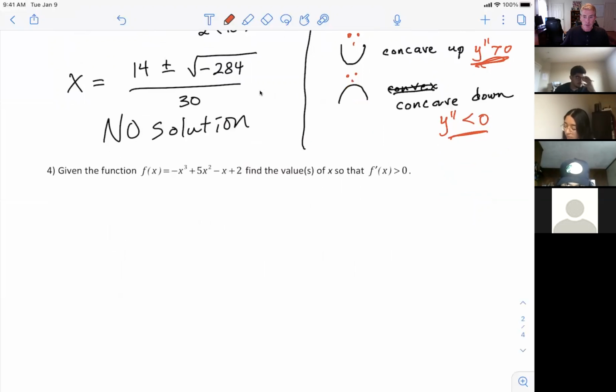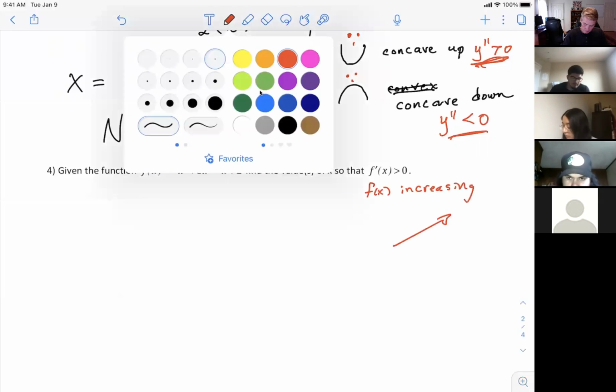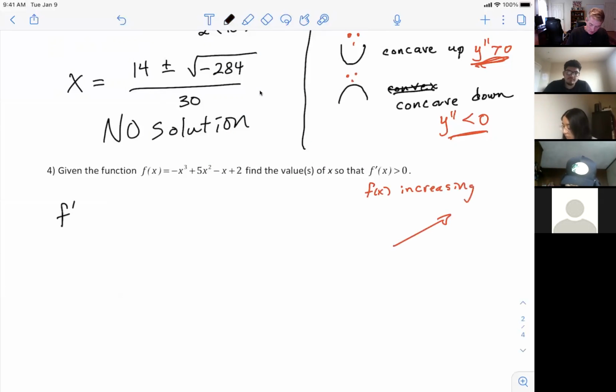Okay, so for number 4, where is the derivative positive? So that means that f of x is going up. And going up is the way that we say it in English, but in math, we say that it's increasing. So in other words, in general, it's going up like that. So the first thing to do is take the derivative, and that's going to be negative 3x squared for the first term, and then plus 10x for the middle term, and the derivative of negative x is negative 1.